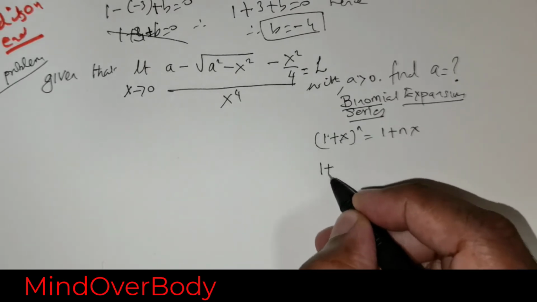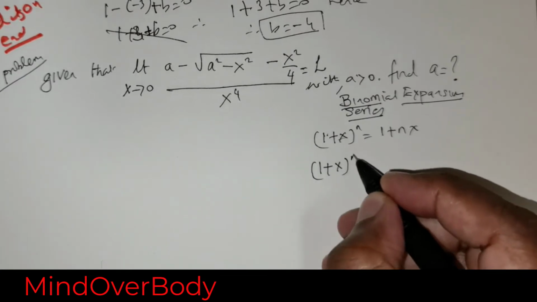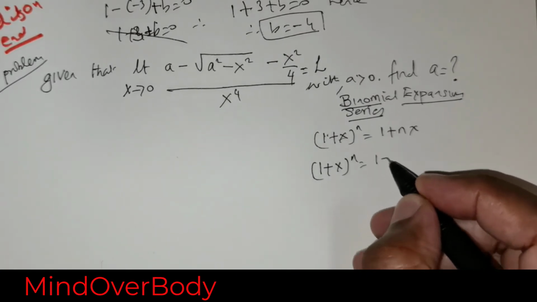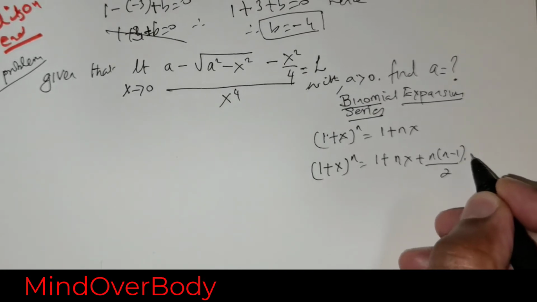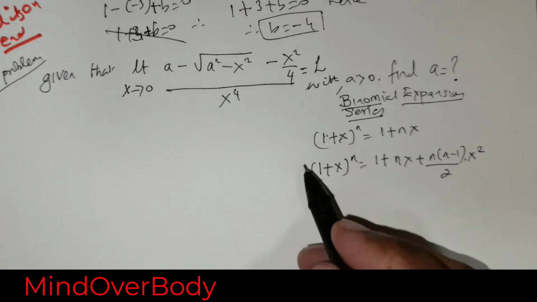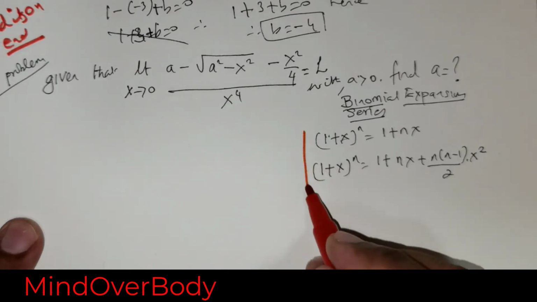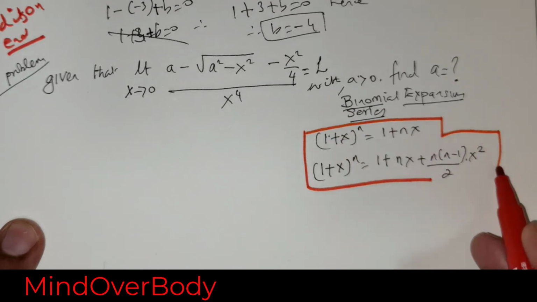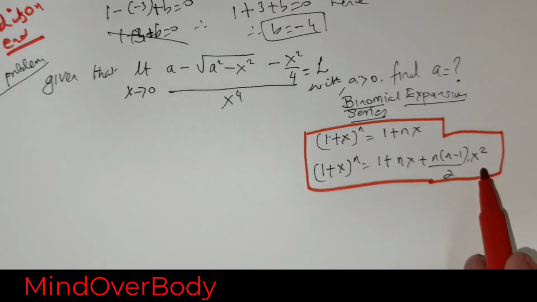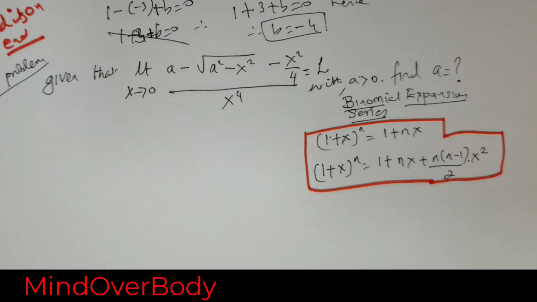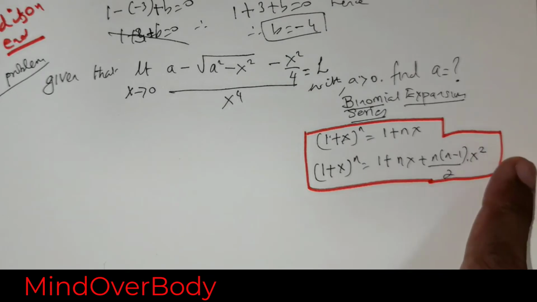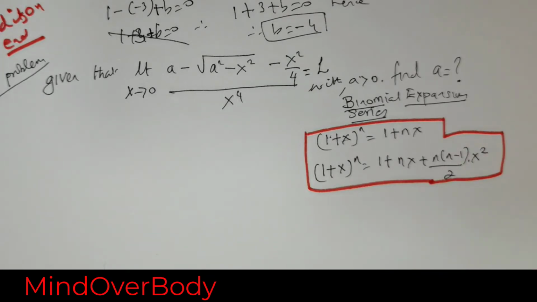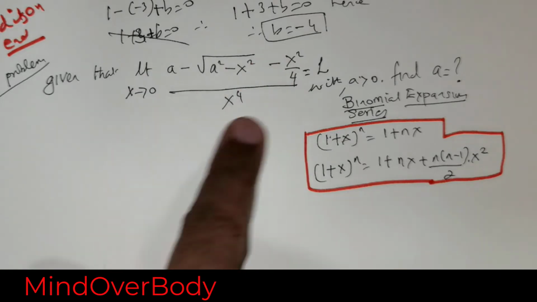Now, there is also another expansion, (1 + x) raised to the power of n. In this case, we will take three terms: 1 + n times x + n(n - 1)/2 times x raised to the power of 2. So, these two forms would be predominantly used. As I mentioned, we are not taking other terms because x is tending towards 0. As x approaches 0, the other terms would become very, very small, so there is no point in taking them on. Having mentioned this, I'm going to be solving this question.